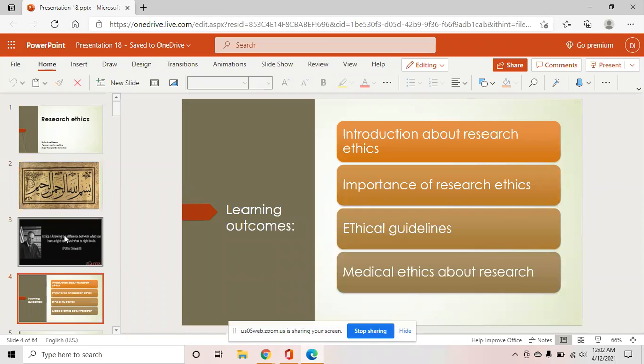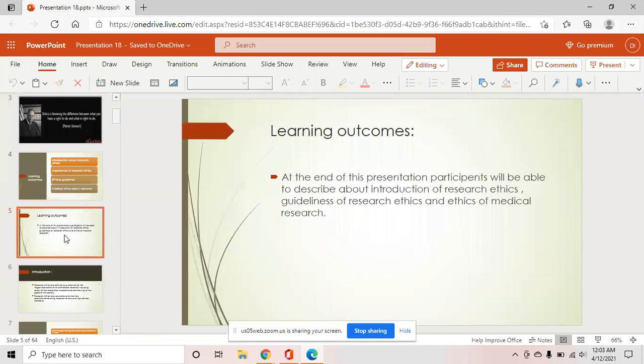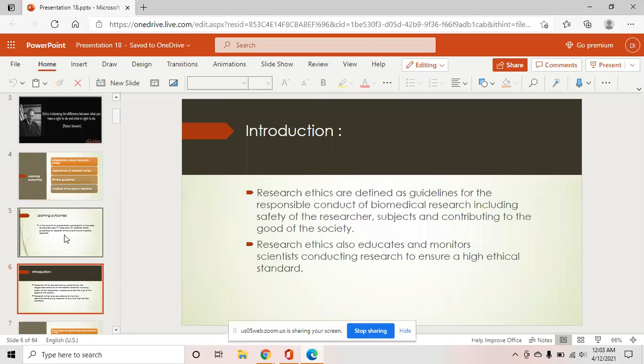Learning outcomes. The learning outcomes of the presentation are introduction to research ethics, importance of research ethics, ethical guidelines, and medical ethics about research. At the end of this presentation, participants will be able to describe the introduction of research ethics, guidelines of research ethics, and ethics of medical research.